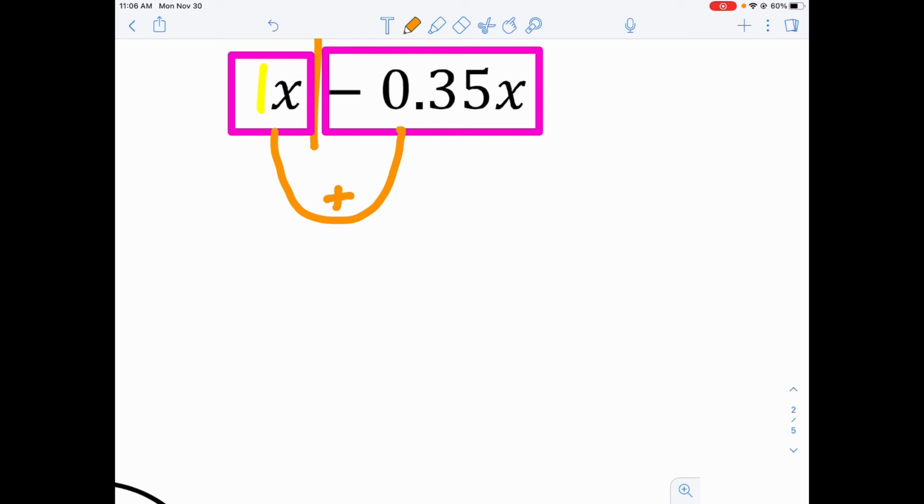You should get 1 plus a negative 35/100. There we go. You should get 0 and 65/100. And remember, you keep the same variable x.